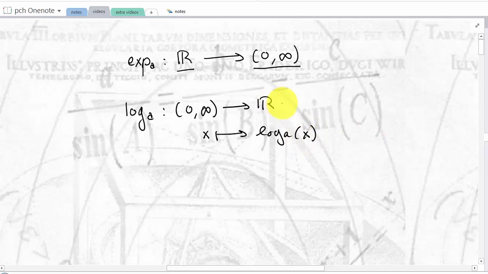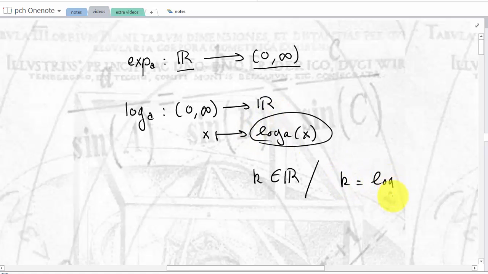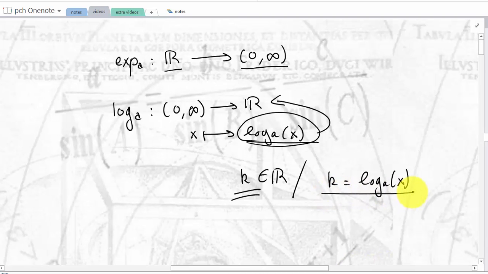That means that if you take a real number k, you can find an x so that k is equal to the log base a of x, because the range of log is all real numbers. Any real number can be written as a log. That's a very important property. Let's look at the graph of logs now.